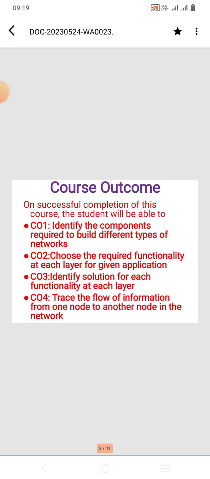Now let us see the course outcomes. On successful completion of this course, the students will be able to, first, identify the components required to build different types of networks, and choose the required functionality at each layer for the given application and identify the solution for each functionality at each layer.